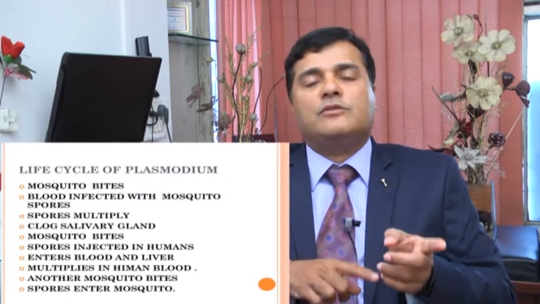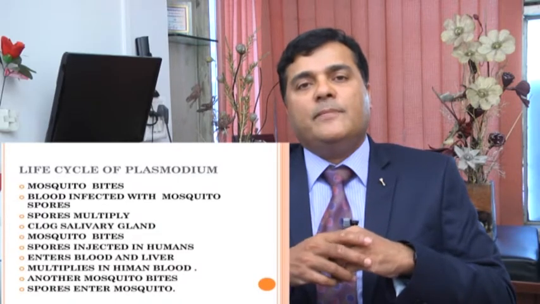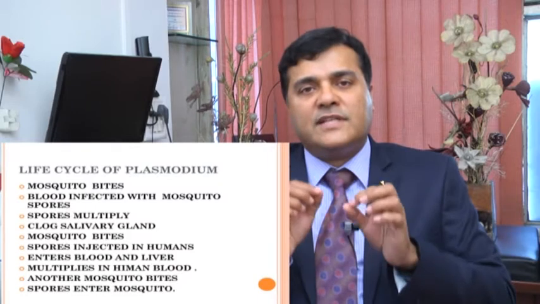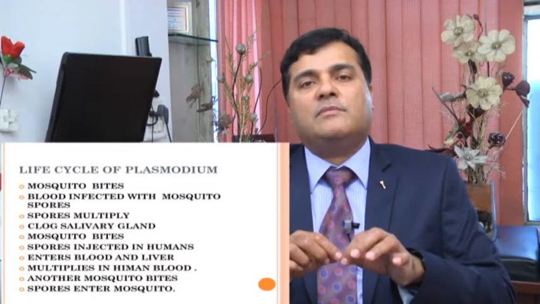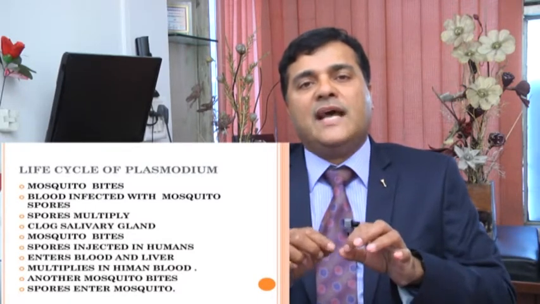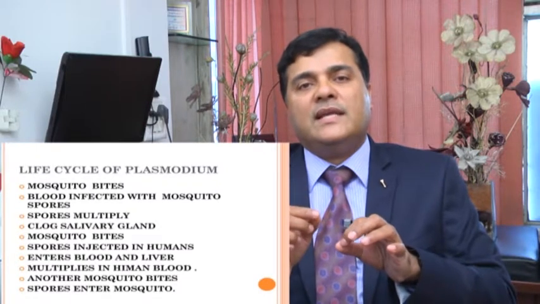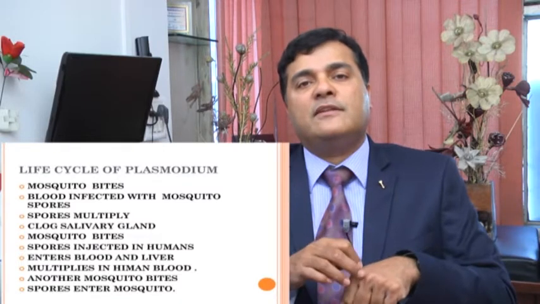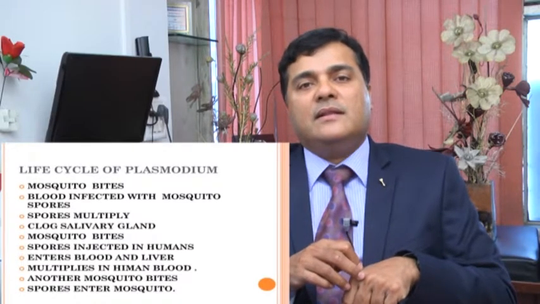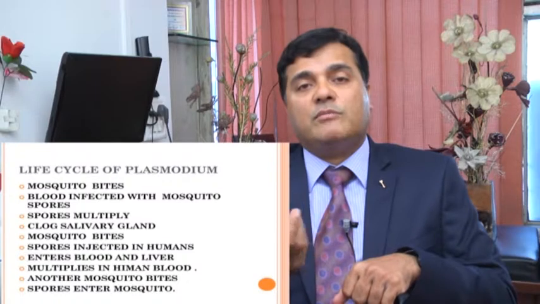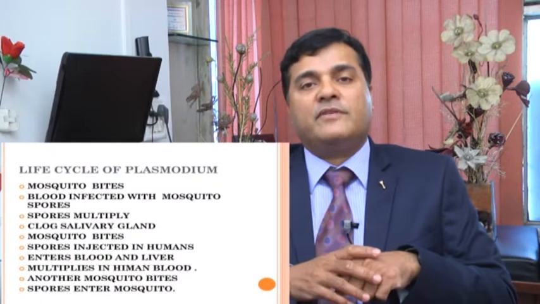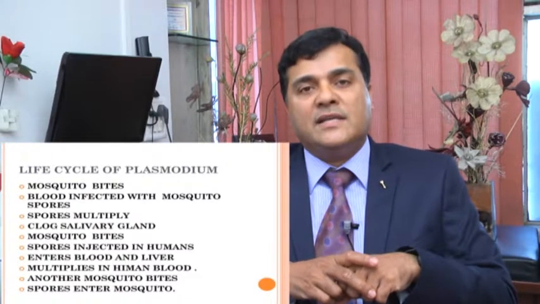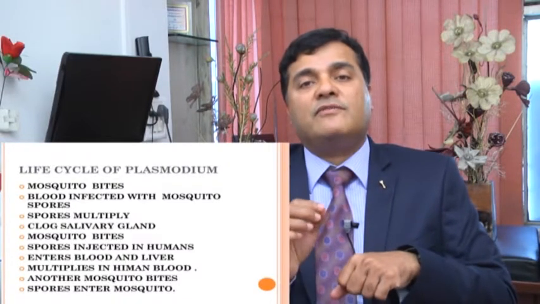And when this mosquito again bites a human being through the saliva, so when the mosquito bites, it injects some saliva into our body, into our skin. That saliva for the mosquito, it acts as an anesthetic effect so that we don't feel the pain of the mosquito bite, and therefore many times the mosquito bites us and we are just not aware of it. The second function that the saliva of mosquito does is that it prevents the blood from clotting.